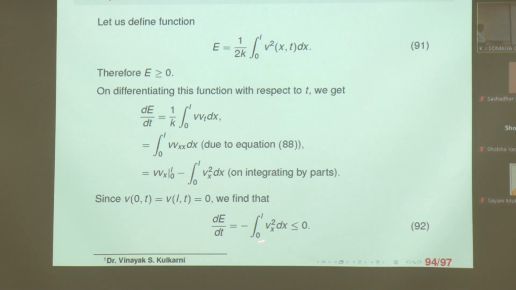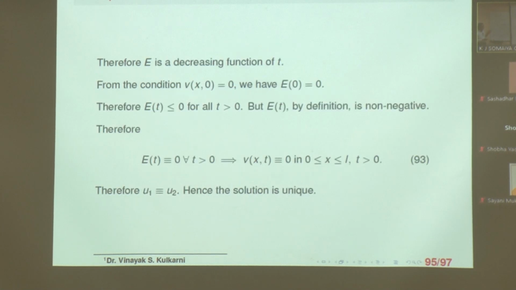As I told you, this integral is always positive as per its definition itself, and therefore this is less than or equal to 0. I mean to say that the derivative of E with respect to t is always negative, and as it is negative, I can conclude that E is a decreasing function according to our calculus law. So this is a decreasing function, v of x at 0 is 0, and therefore E of 0 will be 0, and ultimately E is less than or equal to 0.